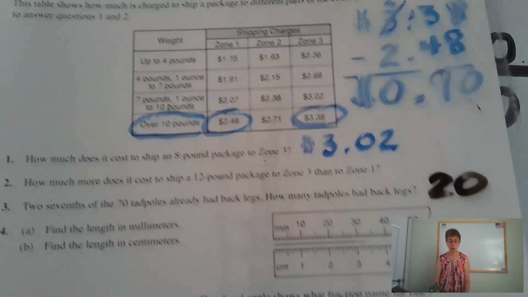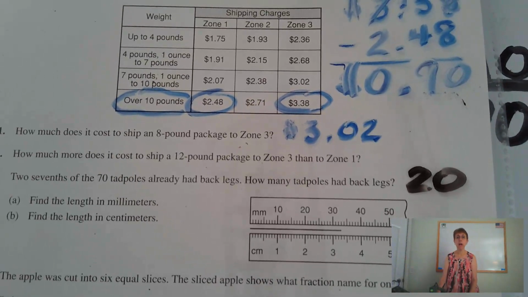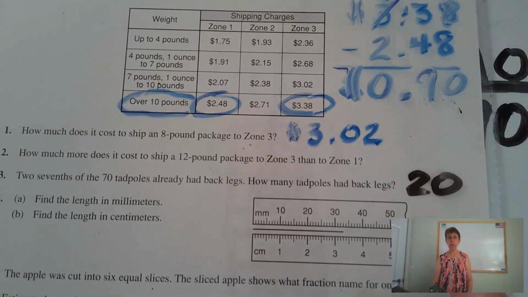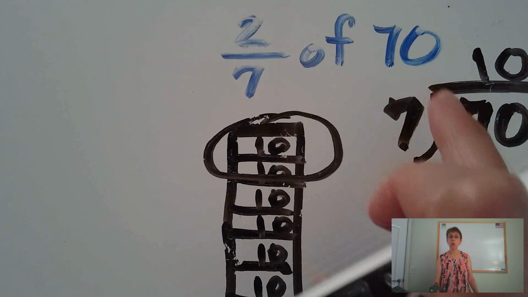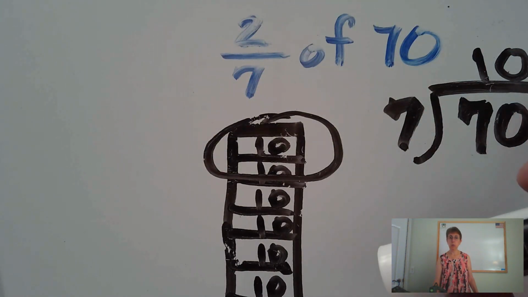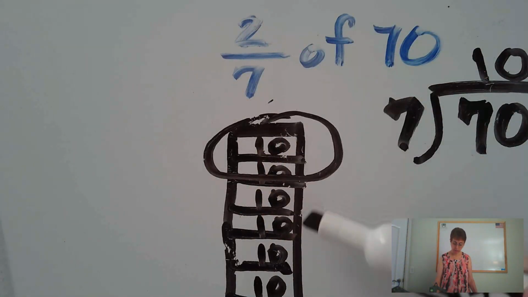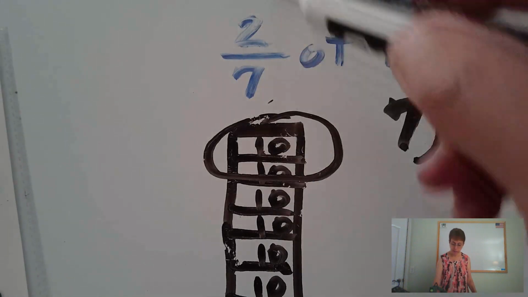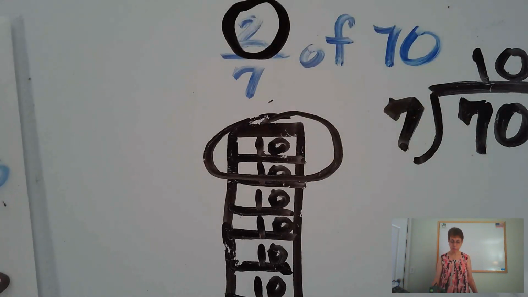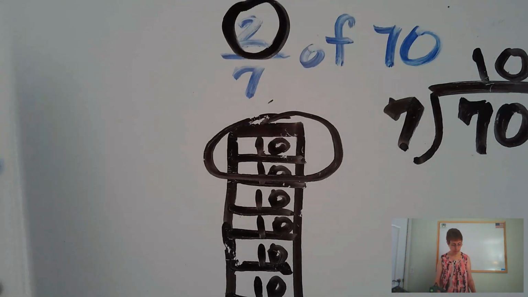So if 2/7 of the 70 tadpoles already had back legs, how many tadpoles had back legs? The answer would be 20. Again, you're doing 2/7 of 70. So you divide 70 divided by 7, which equals 10. You draw the rectangular box. Since the denominator is 7, you need 7 equal parts in that rectangle. And then the quotient, the answer you get when you've divided, goes into each box. And since it said 2/7 of 70, you needed 2 of those parts. And that's 10 plus 10, which is 20.